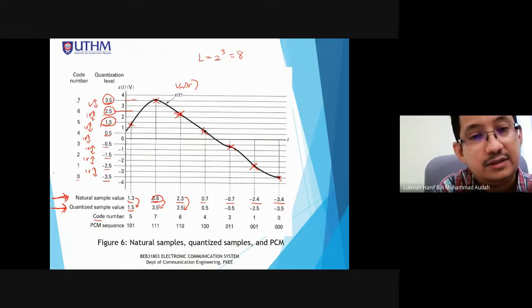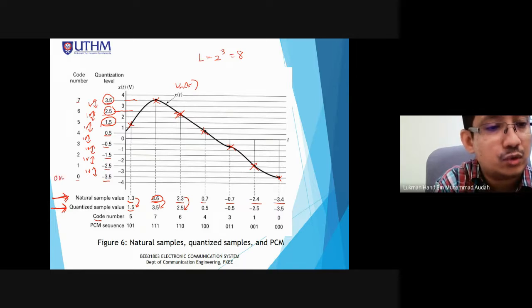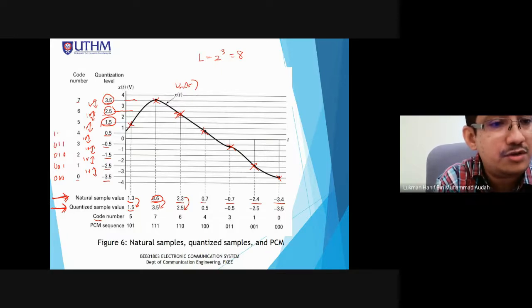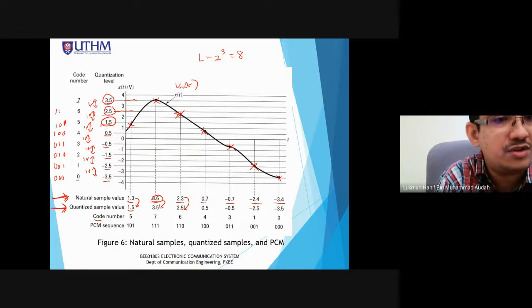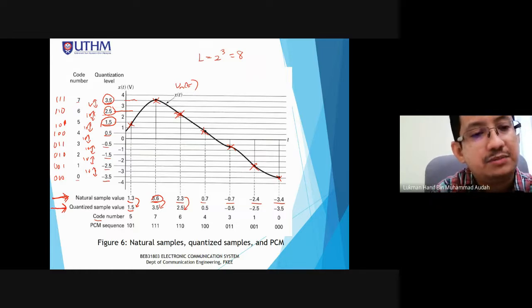So saya ada menggunakan 3 bit, bermakna 000, 001, 010, 011, 100, 101, 110 and 111. Okay, so kita terjemahkan code number ini dalam binary.